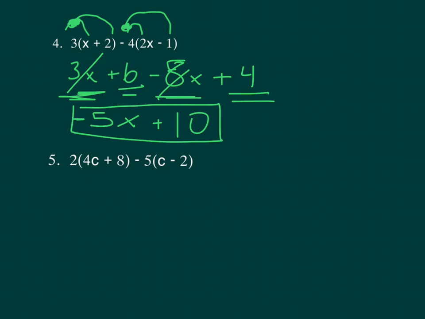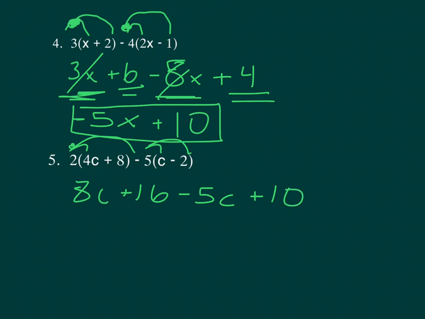Same thing on our last example here. We're just going to distribute the numbers on the outside. So 2 times 4c, that's 8c. 2 times 8, that's 16. We move to the -5. -5 times c, that's -5c. -5 times -2, negative times negative is positive, so that's positive 10.